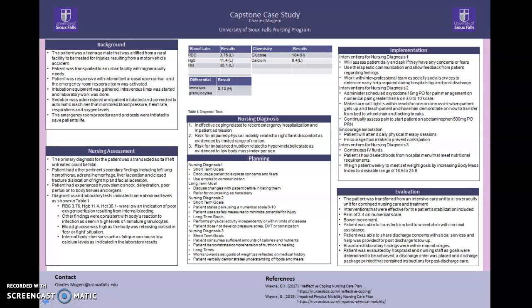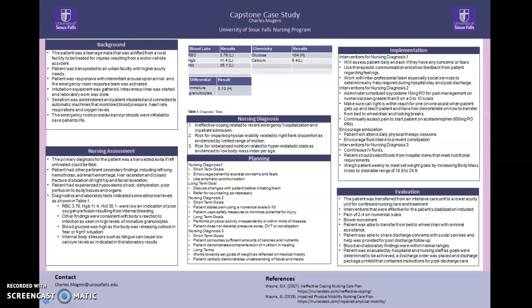Nursing diagnosis. 1. Ineffective coping related to recent emergency hospitalization and inpatient admission. 2. Risk for impaired physical mobility related to right flank discomfort as evidenced by limited range of motion. 3. Risk for imbalanced nutrition related to hypermetabolic state as evidenced by low body mass index per age.